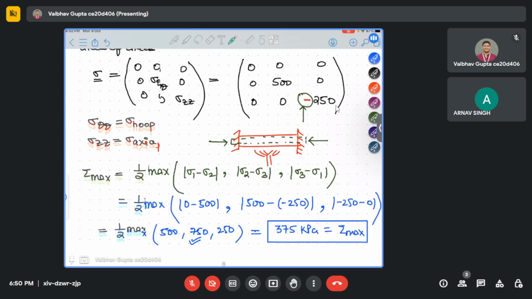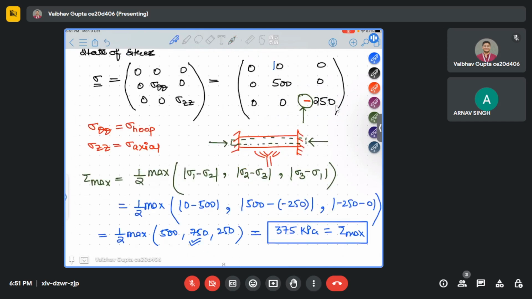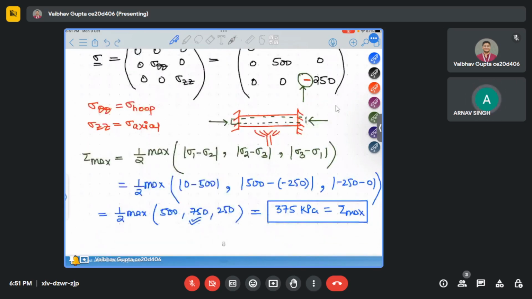Here also what you have seen is that any matrix in which only diagonal elements are present represents the principal matrix, because the non-diagonal elements are 0. Suppose some value has been given here, 10. So can you put sigma 1 like this? No. Then you have to find the eigen values. We'll see that in the next example. Understood?